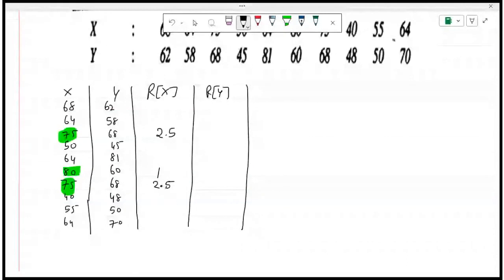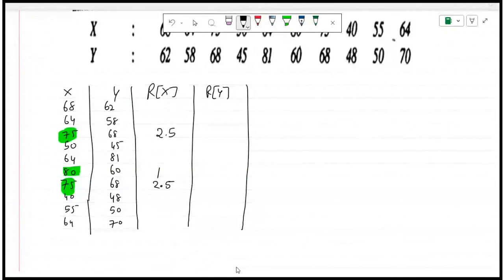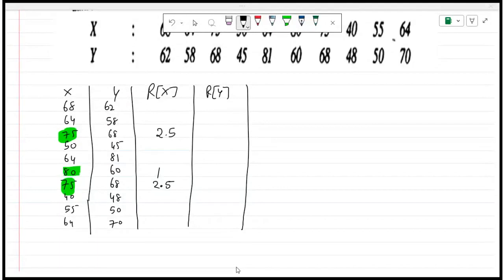Is this point clear? Yes, sir. Okay. Now we have given rank 1, and for rank 2 and 3 we have given 2.5, 2.5. So the next rank will be rank 4.